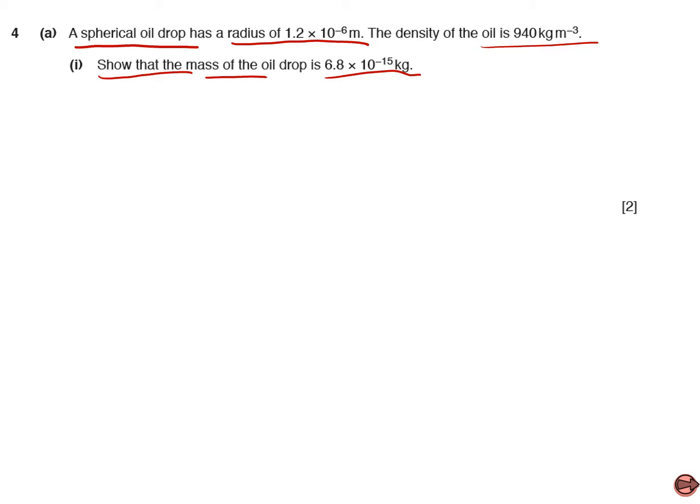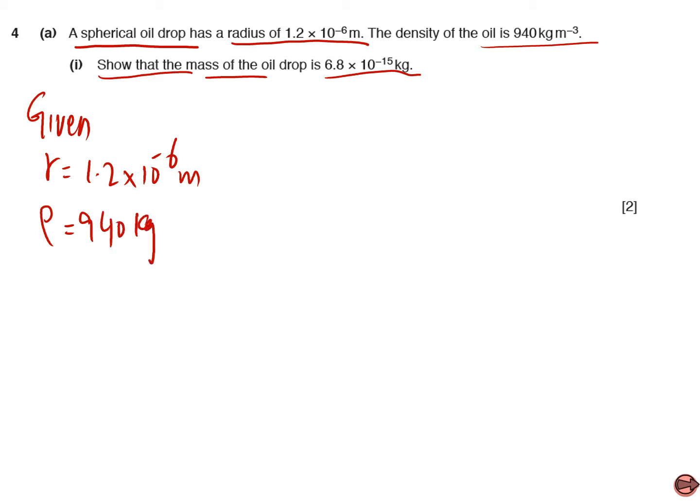So how can we answer this one? The first thing we need to understand is what is given. Simply, we can write down the radius is given to us. So radius is equal to 1.2 times 10 to minus 6 meters. Density is also given to us, and this is equal to 940 kgs per cubic meter.